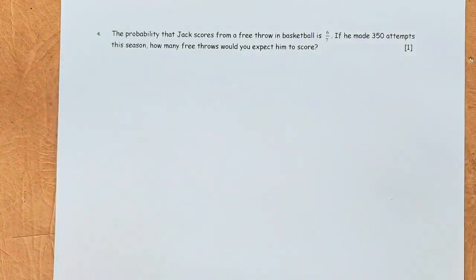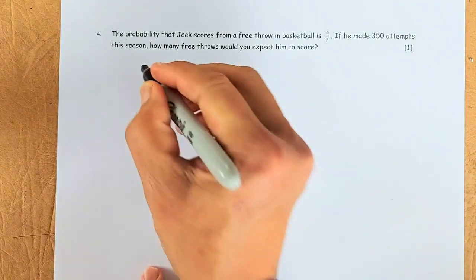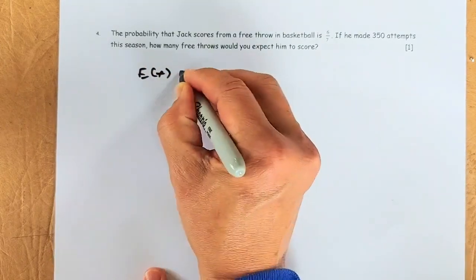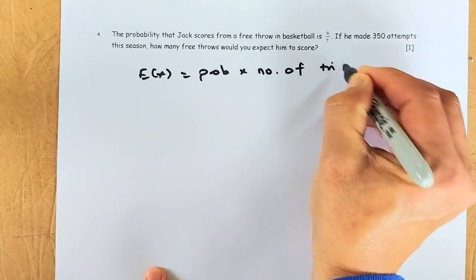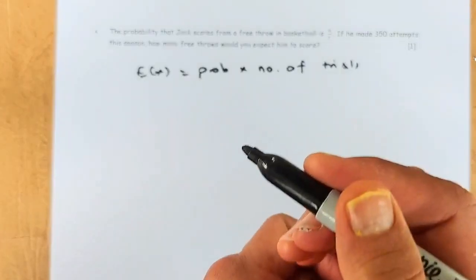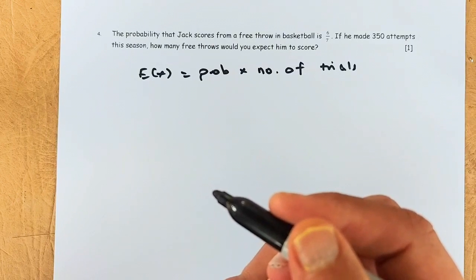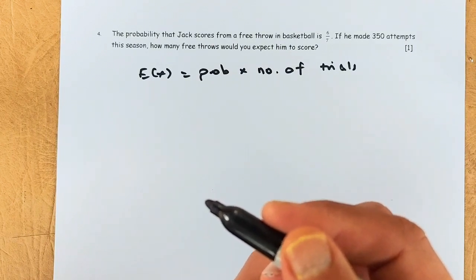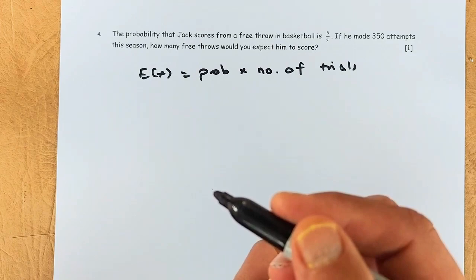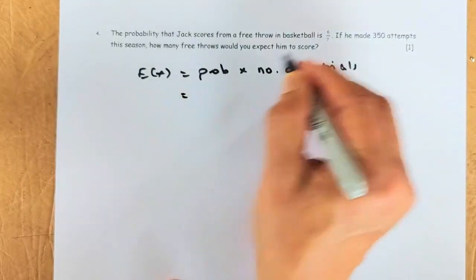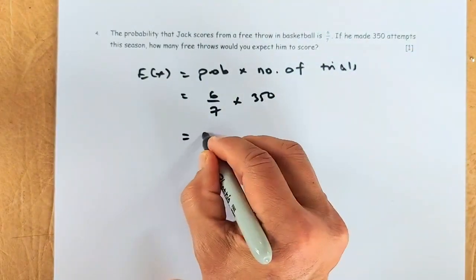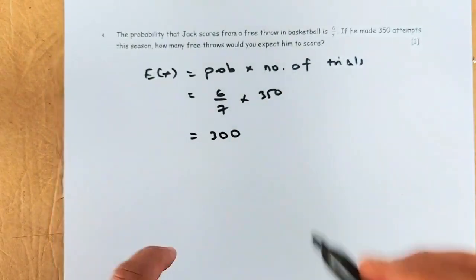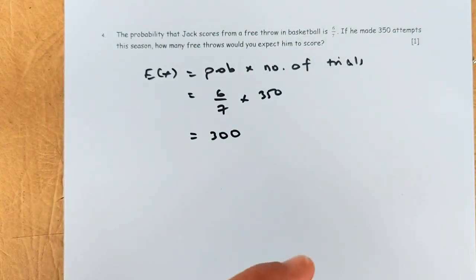Okay, great. Now we are looking at expected value. If you do not know, expected value is probability multiplied by number of trials. In this case, we read that the probability that Jack scores from a free throw in basketball is 6/7. So that is the probability. If he made 350 attempts this season, how many free throws do we expect him to score? So the probability is 6/7, and the number of trials is 350. Put it in your calculator, it is 300. So he's going to score 300 free throws in a season.